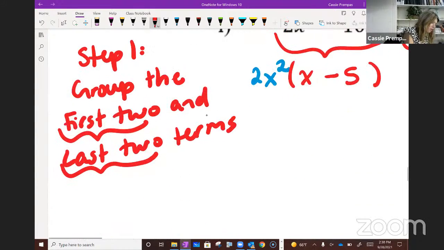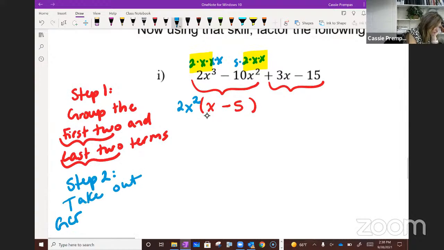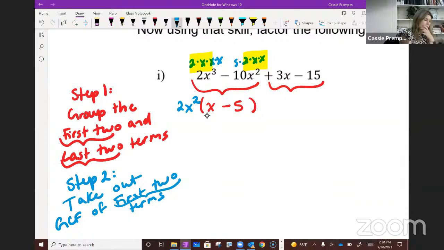Now that's step 2. So let's go ahead and write that. Step 2 is to take out the GCF of the first 2 terms. So would the next term be 3?